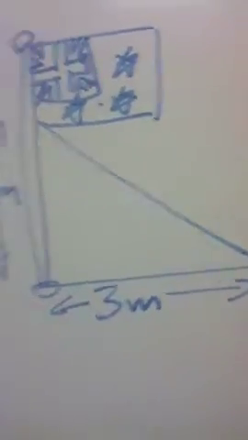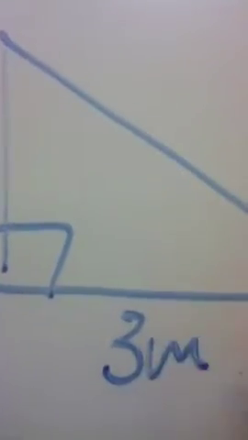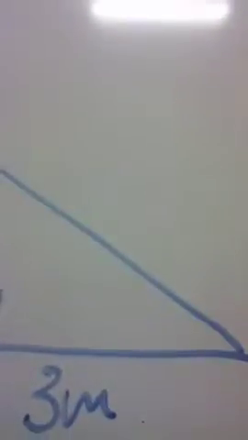To remember my steps, the first thing I need to do is to draw a diagram. So I'll draw my right angle triangle. There's my right angle triangle. From my picture, the base is 3 meters. The other side is 5 meters. Okay, we don't know how far the hypotenuse is.